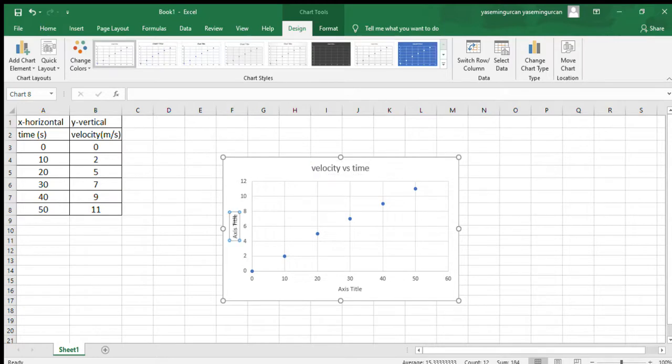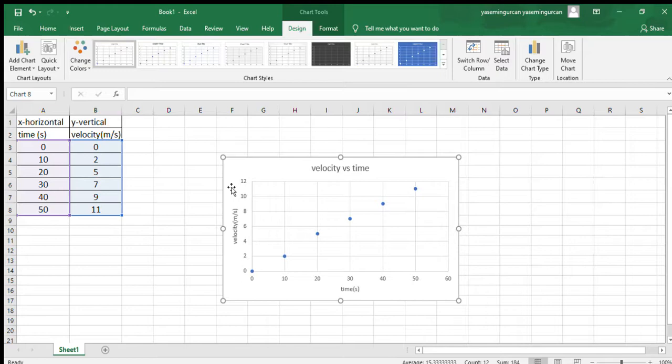Because the velocity is going to the y-axis, we need to write velocity for this axis. And don't forget to write the unit of the axis, okay? You have to write it because otherwise people would not know what these numbers stand for. Are they kilometers per hour? Are they miles per hour? What is it? You need to give the unit in the axis name. Similarly, you need to give the name for the x-axis, which in this case is time in seconds.